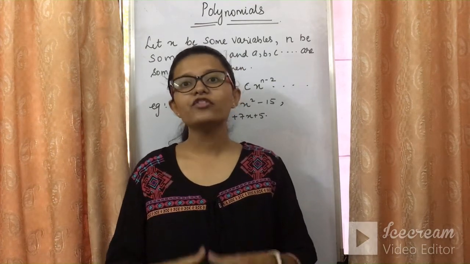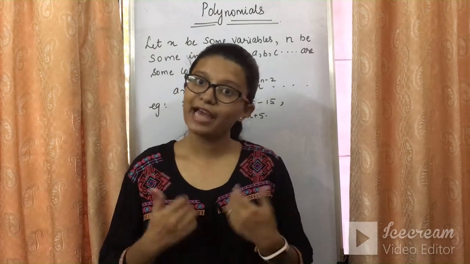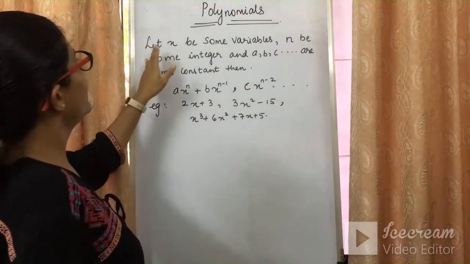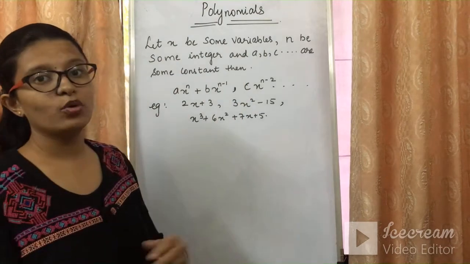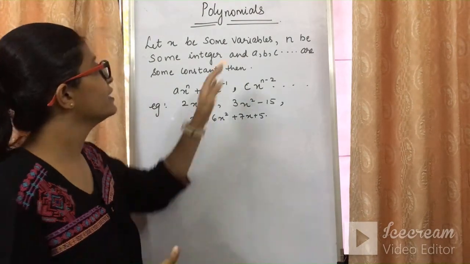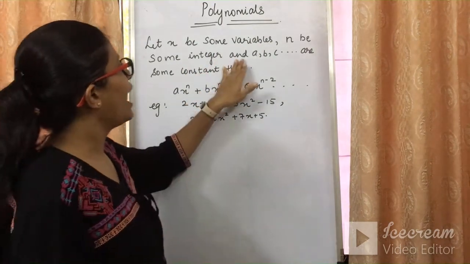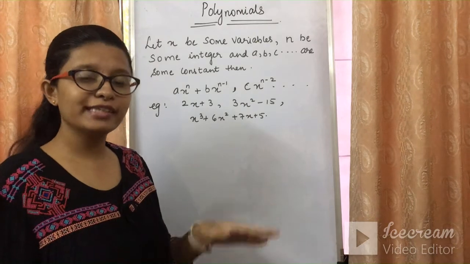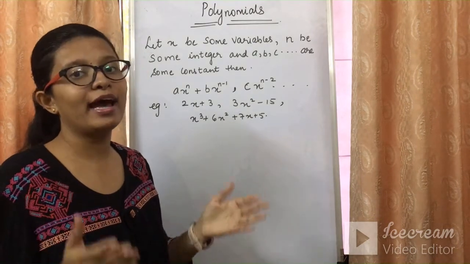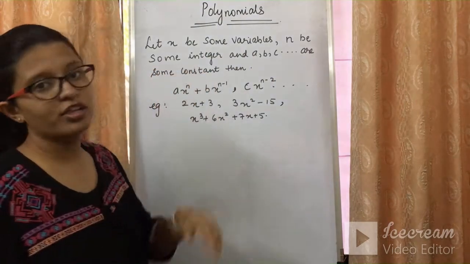So let's have a look at a proper definition of a polynomial in terms of variables and constants. Let x be some variable. x and y we normally treat as variables. Let n be some integer. Integers can be negative and positive, but they are not fractions. And a, b and c are some constants.